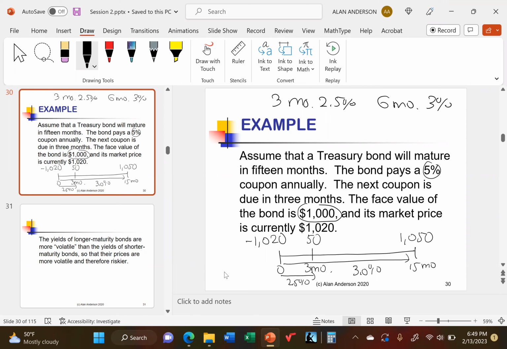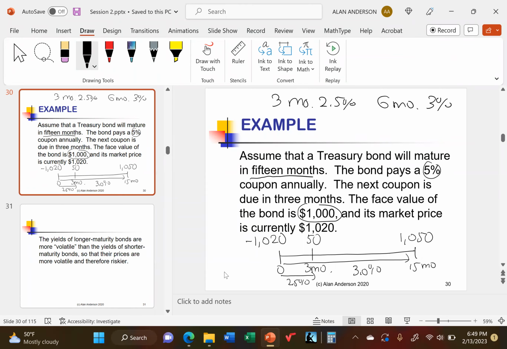Because that means this bond could have been issued at any time in the past. In other words, we only know that it will mature in 15 months. So it could have been a 30-year treasury bond that was issued almost 30 years ago, or it could be a 2-year treasury note that was issued 9 months ago. In other words, we don't know what its original maturity was.